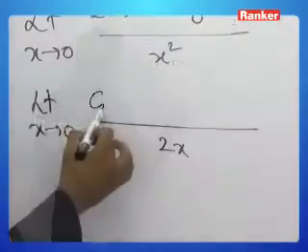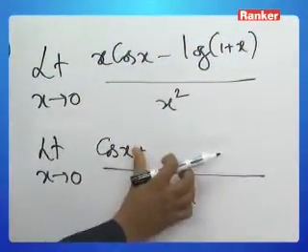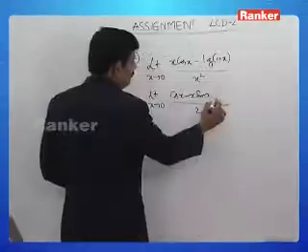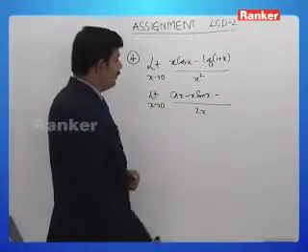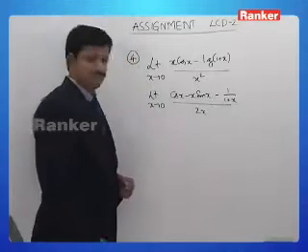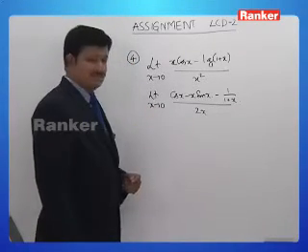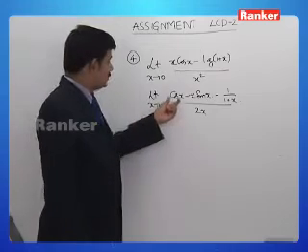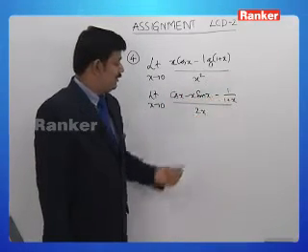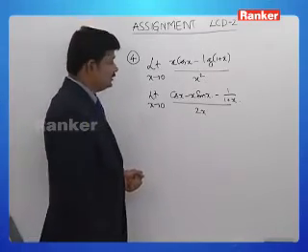So this limit will be the same as the limit as x tends to 0, where the denominator derivative is 2x, and for the numerator we apply the UV rule: the derivative of x cos x is cos x plus x into the derivative of cos x, which is minus sin x, minus the derivative of log of 1 plus x, which is 1 by 1 plus x. So the question is the limit as x tends to 0 of cos x minus x sin x minus 1 by 1 plus x, divided by 2x.